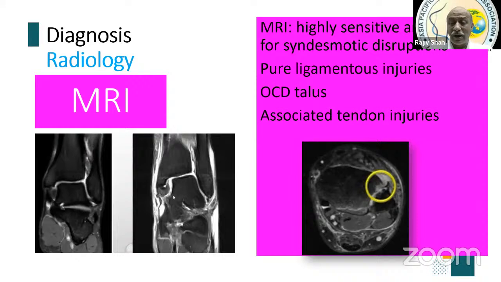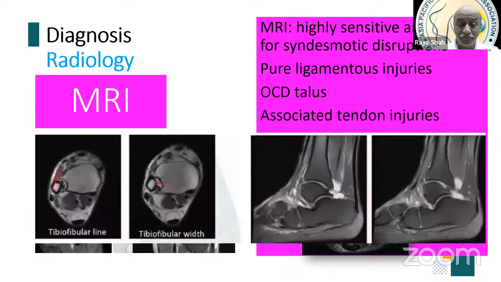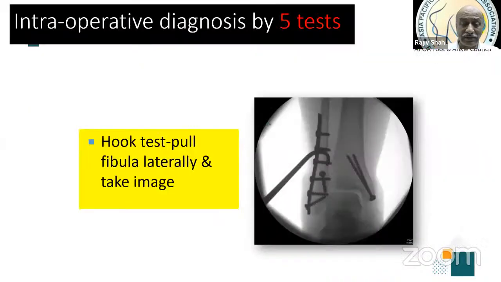MRI is also highly sensitive and specific. Pure ligamentous injury, OCD talus, associated tendonitis, all you can see in MRI. So these are some MRI images.